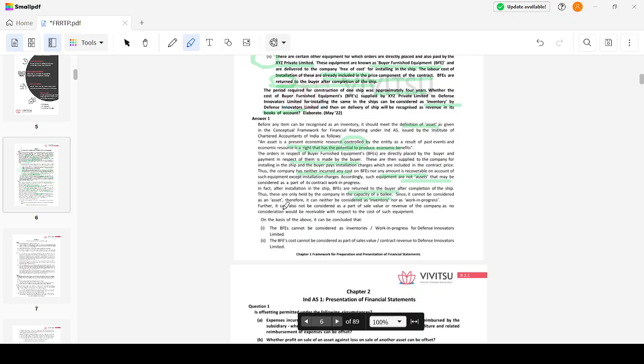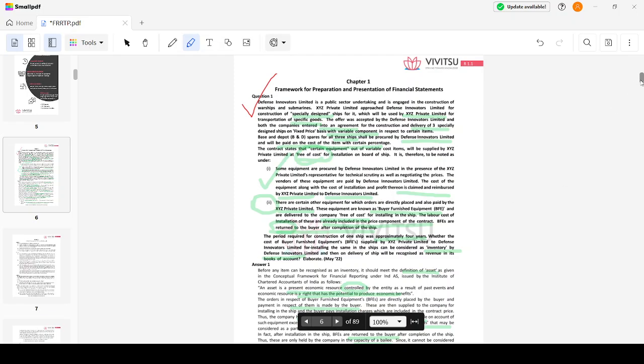or work in progress. Further, it can also not be considered as a part of sale value or revenue of the company, as no consideration will be receivable with respect to the cost of such equipment. BFE cannot be considered as inventory since I am not going to recover any amount towards it. It cannot be considered as a part of sales value or contract value. It is one of the different questions which have been raised in the RTP, so it is quite important. Now that the conceptual framework has been entirely revamped, this again becomes quite an important area. I hope you have understood.